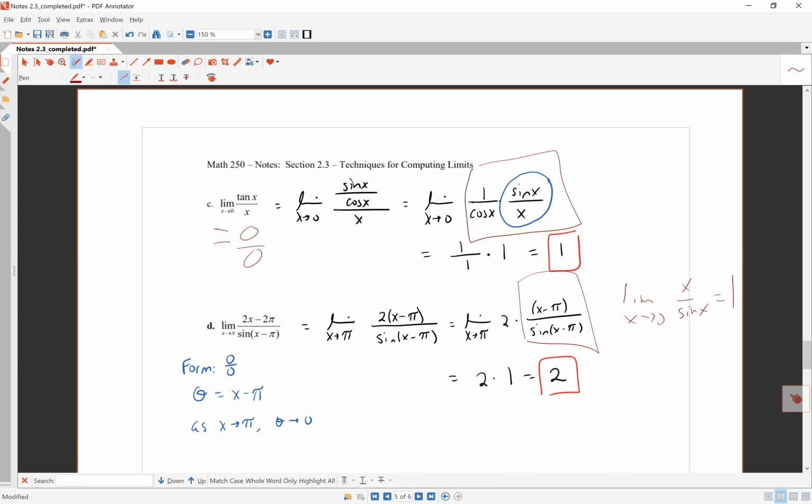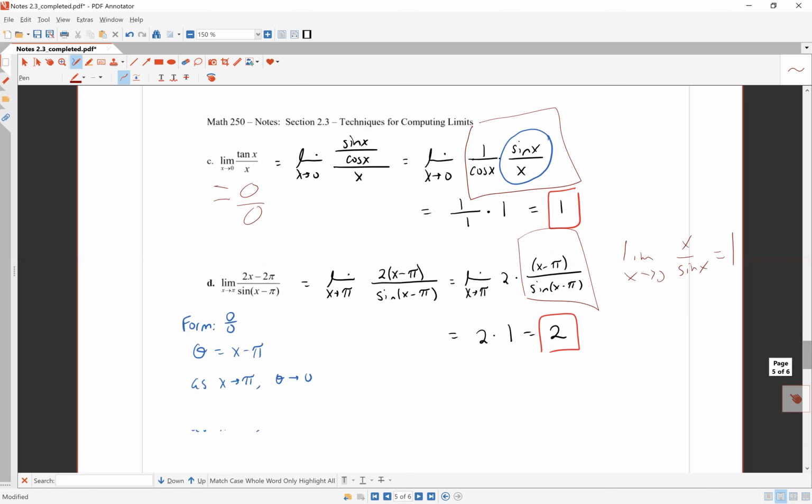Okay, but you see that we're getting the limit in the form of 0 over 0. We're taking the sine of x minus pi, and what's in the numerator is x minus pi. So as x goes to pi, it's 0 over 0. And so that part just goes to 1.